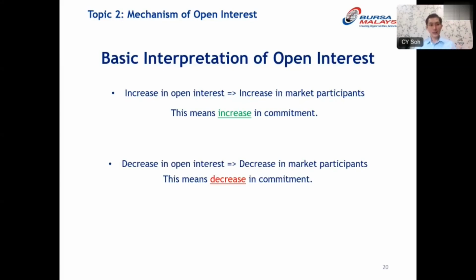it's like a stadium. You imagine a stadium is like a market. When people enter the stadium, it means people are interested in participating in the market, right? And when people leave the stadium, open interest will actually decrease, which means fewer people are interested in being in the market.